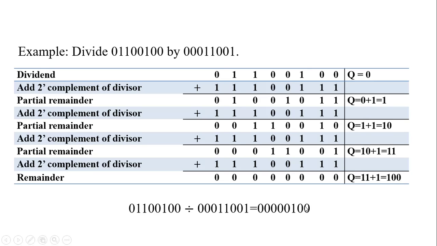Look, this is 0 0 1. So this is the quotient. So this is an 8-bit number, this is an 8-bit number. To make the quotient an 8-bit number, we pad these 5 zeros to the left.